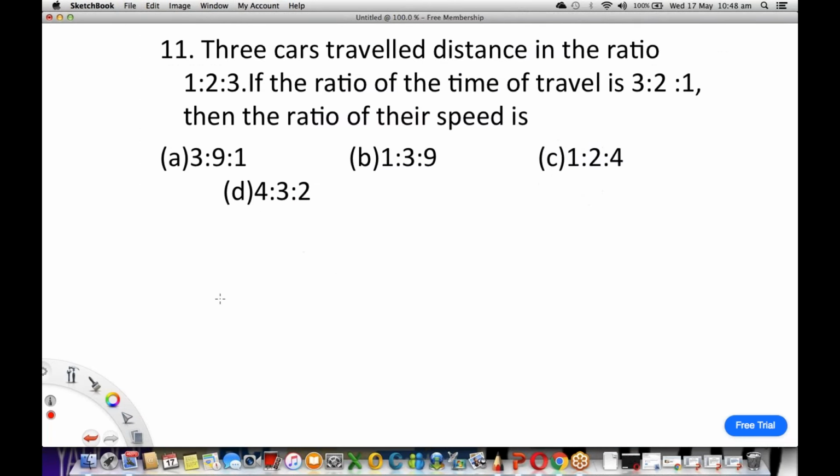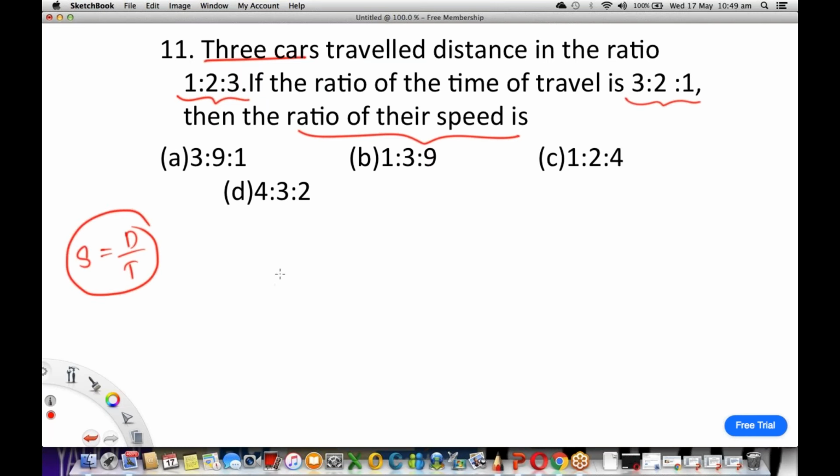So it's very clearly mentioned that three cars travel distances in the ratio of 1 is to 2 is to 3. If the ratio of the time is 3 is to 2 is to 1, then the ratio of their speeds is asked. What is speed? Speed is nothing but distance traveled by time taken. So he's expecting us to get the speeds of the three cars.